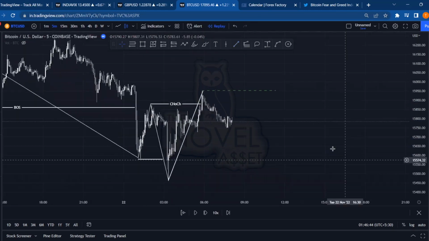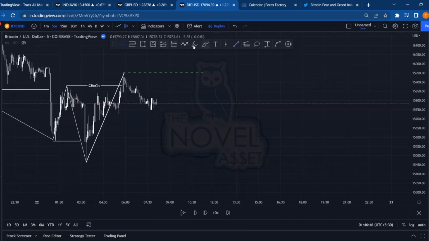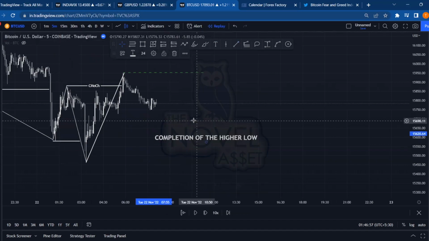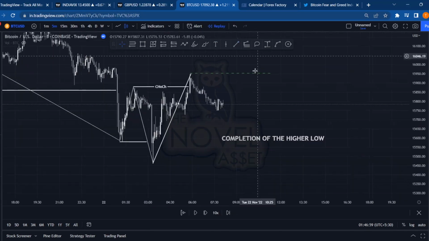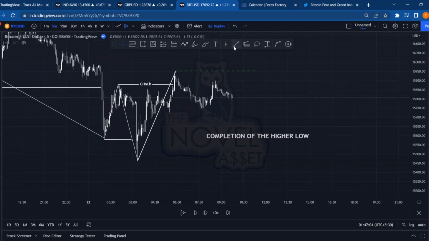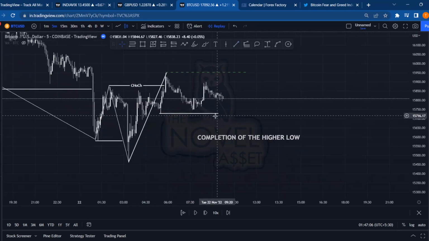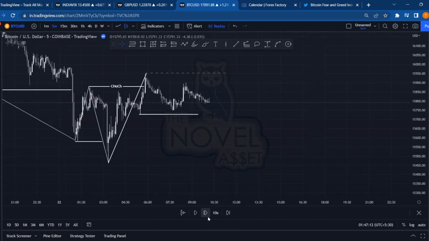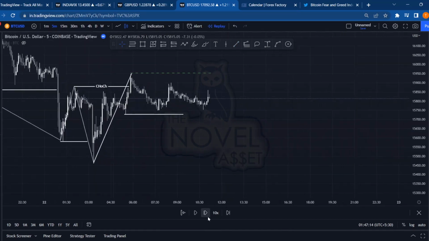Now we are waiting for what? We are waiting for the completion of the higher low, and once the higher low is completed, only then can we take an entry towards the upside. So let's look at how the price behaves. Price has respected the previous support. Price has not made any lower low as yet. So let's look over here at how the price behaves.